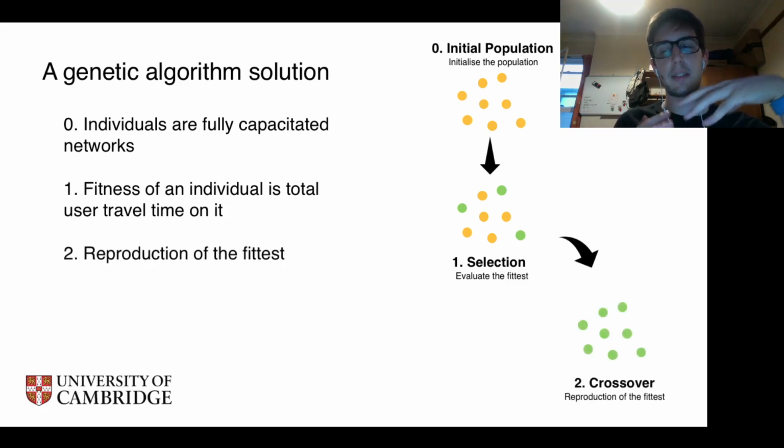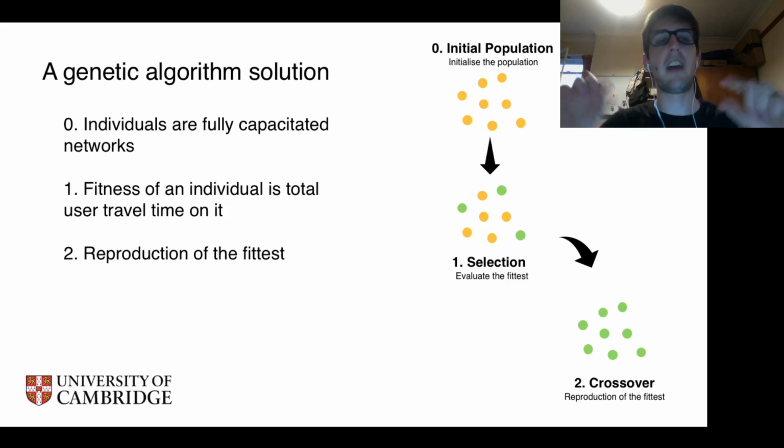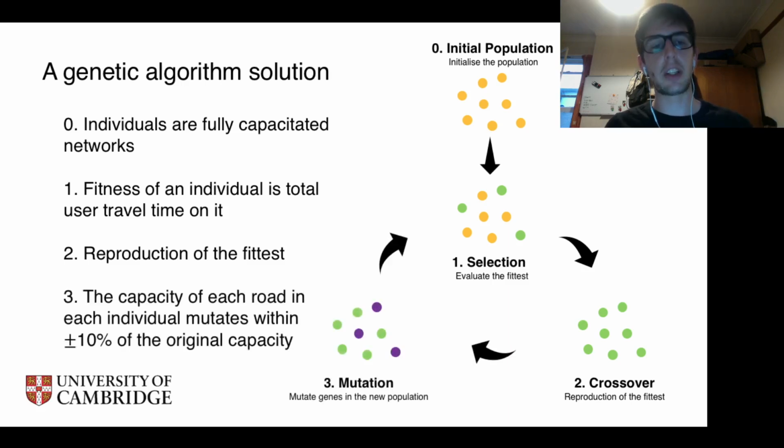Then among these individuals we perform crossover. Every individual is a network and it's actually a vector with all the capacities of the edges. So by doing crossover, mixing these vectors among the fittest, we can get the new generation. Then among this new generation, this is the most important step of our algorithm, we do mutation, which is a random mutation for each capacity in each network within plus or minus 10% of the original capacity.